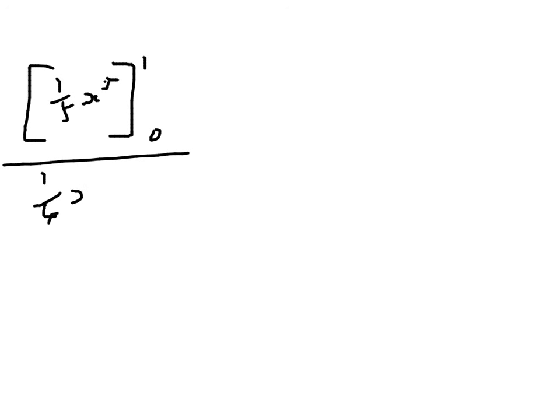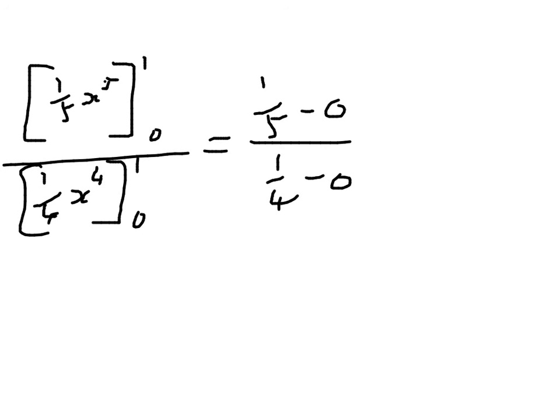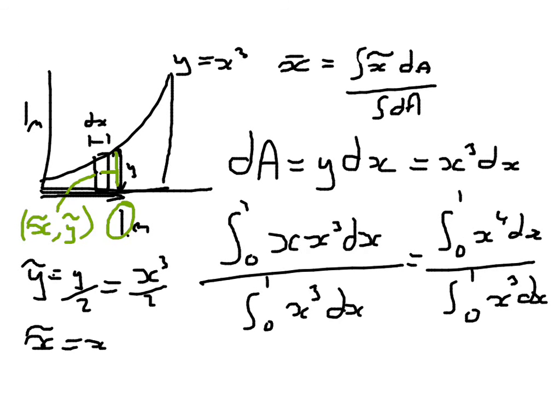Jump to the next page. That's going to be x to the 4 becomes 1/5 x to the 5 between 1 and 0, over 1/4 x to the 4 between 1 and 0. Substitute 1 into there, and I'm going to get 1/5 minus 0 over 1/4 minus 0. That equals 0.8. So the x coordinate of our centroid location, our geometric centre, is going to be 0.8 metres in the x direction. So somewhere about there.